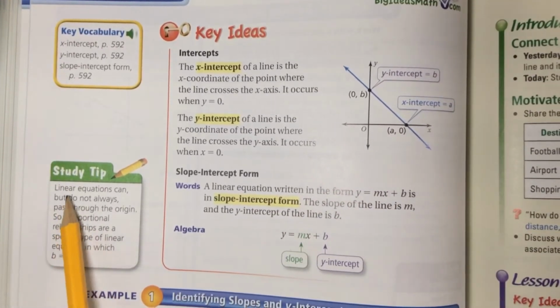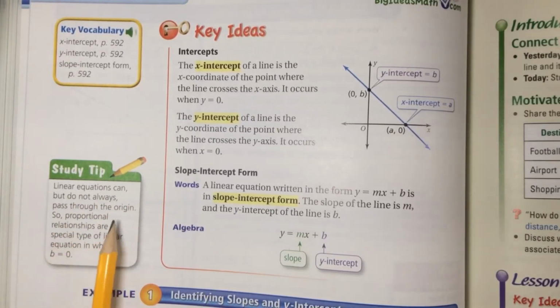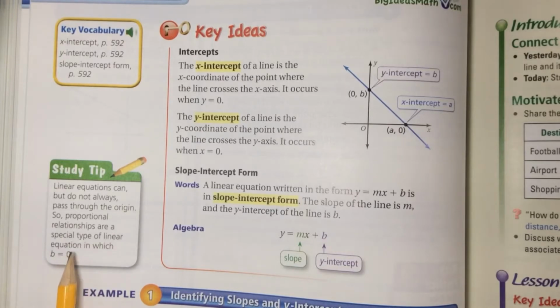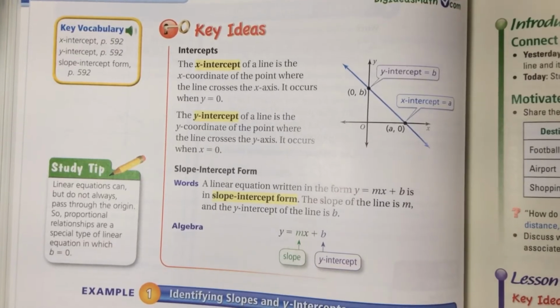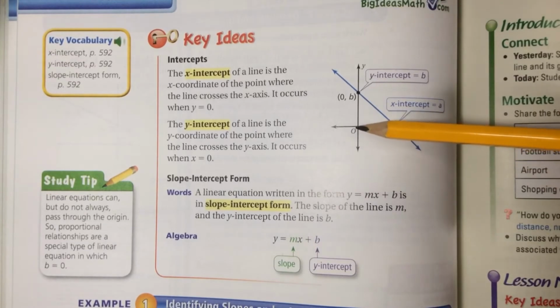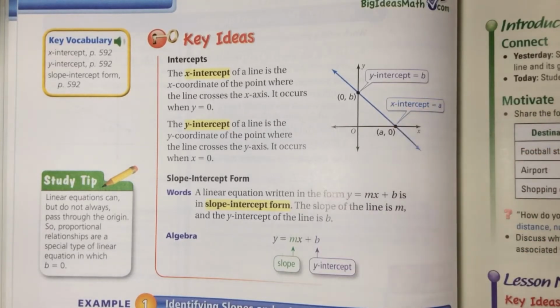Here's a little study tip. It says linear equations can but do not always pass through the origin. Well, we knew that. A lot of times they pass through the origin. So proportional relationships are a special type of linear equation in which b equals 0, which is the y-intercept. Okay, so when the y-intercept is 0, that means the line will cross through at the origin. That's proportional. Remember, that means it shows direct variation.